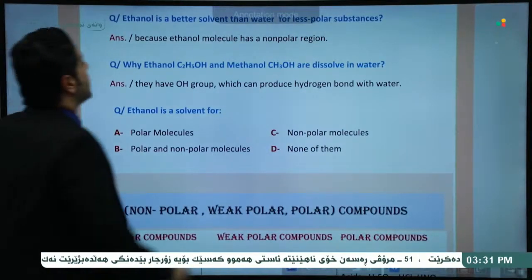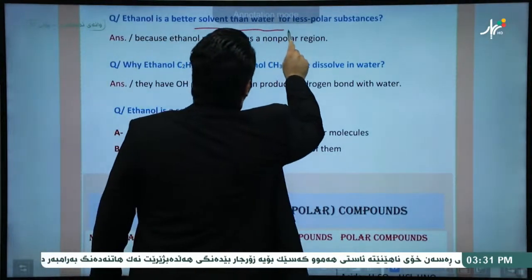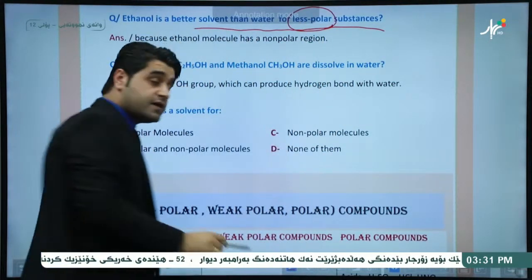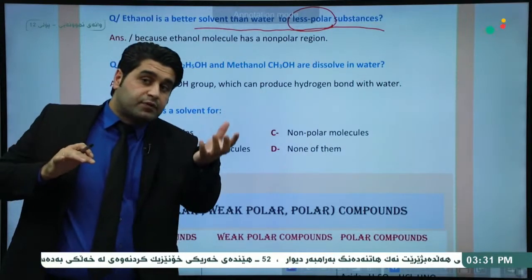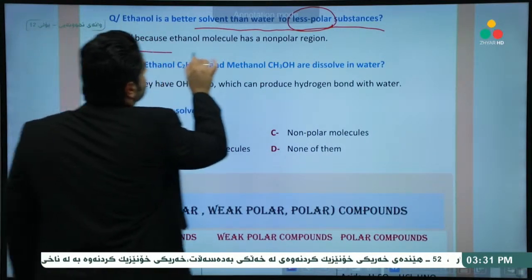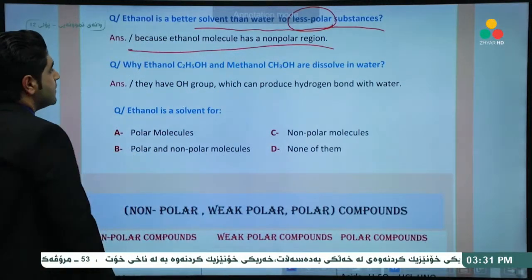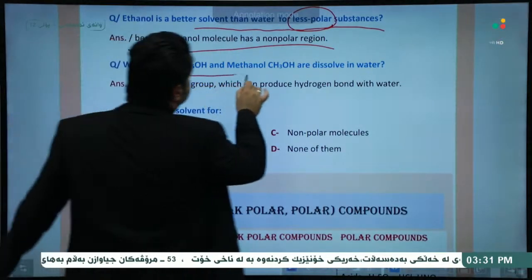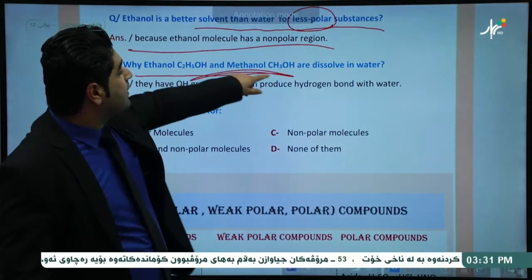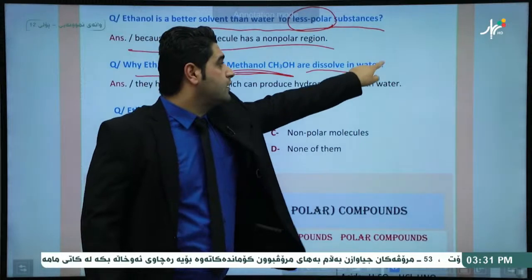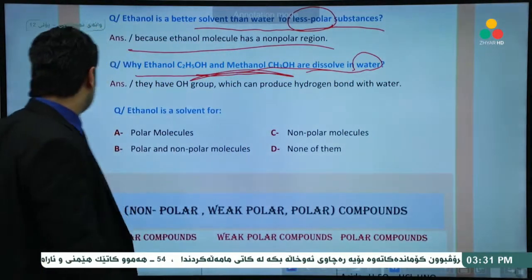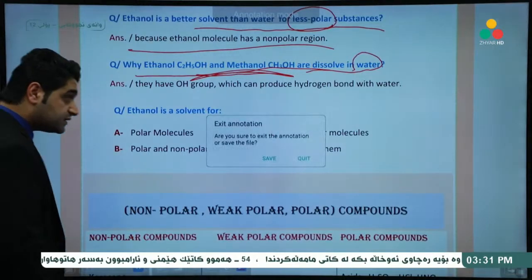Ethanol is a better solvent than water for less polar compounds. It talks about less polar compounds because ethanol contains a non-polar end. That's why it can dissolve less polar compounds. Look, because the ethanol molecule has a non-polar end region. Why ethanol and methanol? Methanol is the same case also, they are dissolved in water. Water is polar, and because they have a polar end, they can dissolve in water.